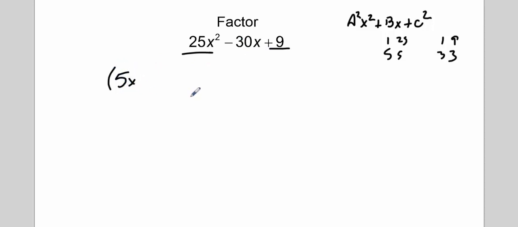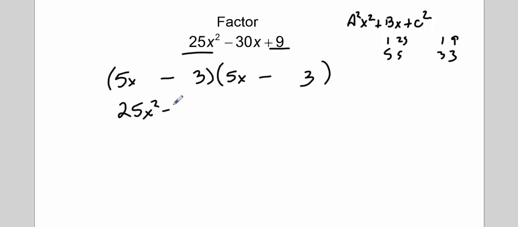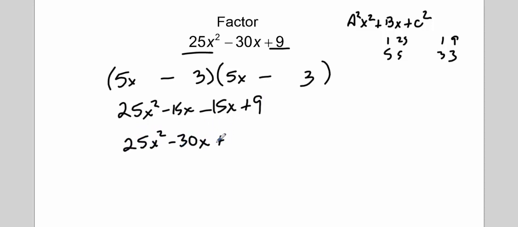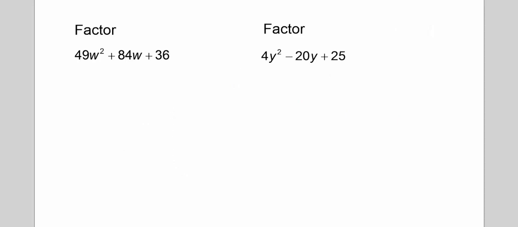So what multiplied by itself is 25x squared? That's 5x and 5x. What multiplied by itself is 9? That's 3 and 3. They both need to be negative since I have a negative middle term and a positive end term. And now just to check, I'm going to FOIL this out. 25x squared minus 15x minus 15x plus 9. Notice 25x squared, like terms add to negative 30x plus 9. It checks. And a lot of times, I'd say 90% of the time, if you have perfect squares at the end, it's going to factor that way.